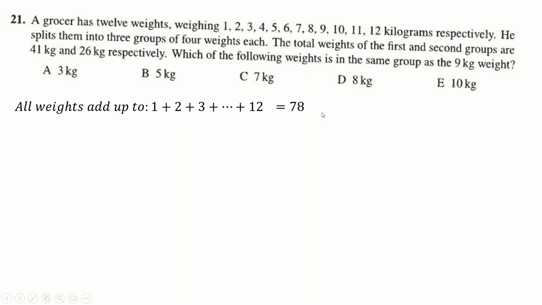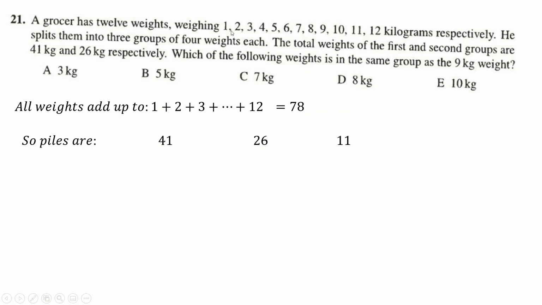I could put a video in the description actually talking you through that if you want me to. I'll do that. So yeah, the last group must be 78 minus 41 minus 26. That makes 11. So the piles are these. And now it's tempting to not really know where to go from here, except 11 is quite a small number.